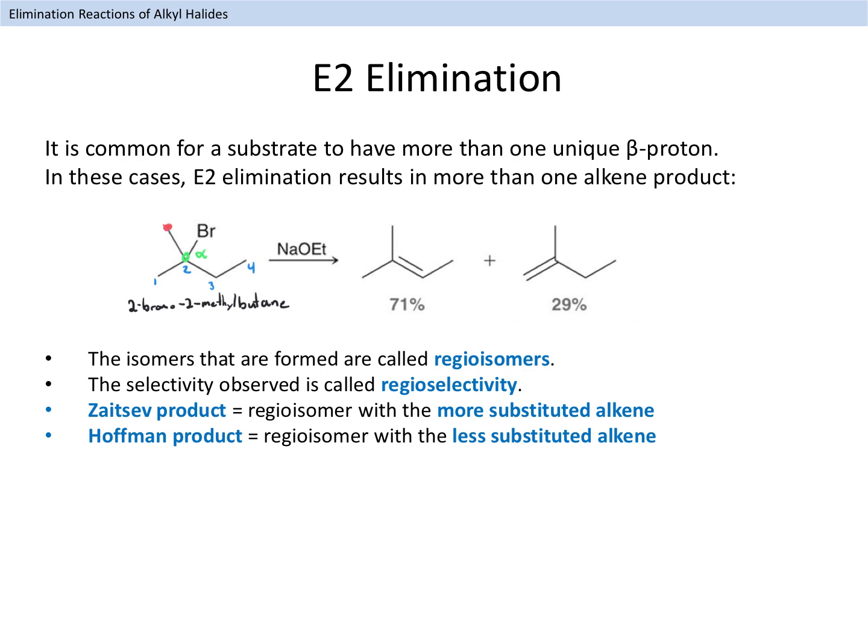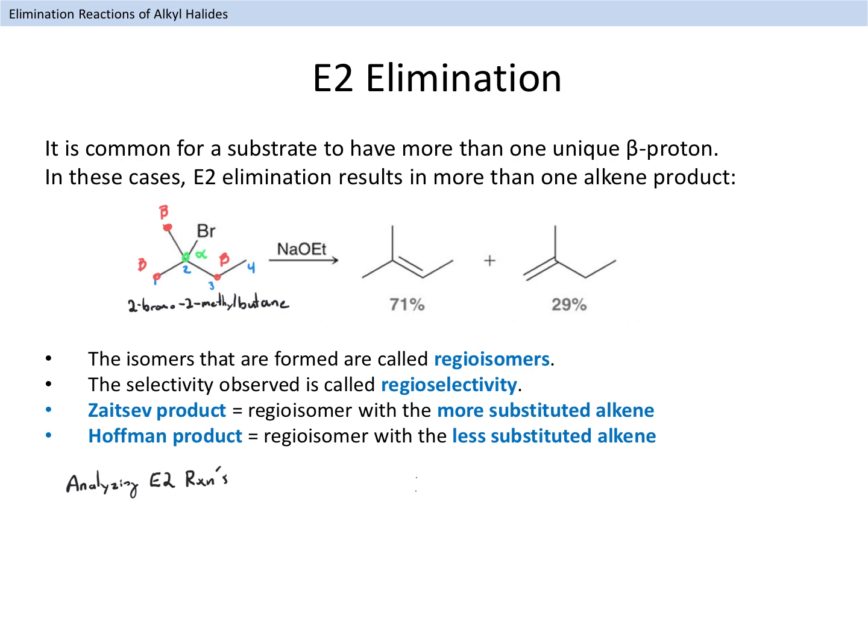This begs the question, if multiple types of beta protons are present, which one do we remove in the elimination reaction? It turns out that the base can remove any of the beta protons. This means that if there are multiple beta positions, an E2 elimination can produce a different alkene for each one. This is because in the E2 reaction, the pi bond forms between the alpha and beta carbon atoms. Therefore, our first step in drawing the products of the E2 reaction is to analyze the substrate with the goal of locating all of the beta positions.